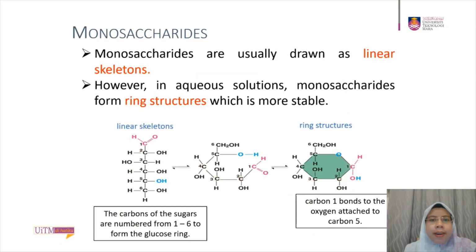The monosaccharides are usually drawn as a linear skeleton. The chemical equilibrium between a linear and a ring structure greatly favors the ring form, which is more stable. The carbons of sugar are numbered 1 to 6, as shown in this figure. Look at the glucose carbon number 1, in magenta color, bonded to the oxygen in blue color attached to carbon number 5.